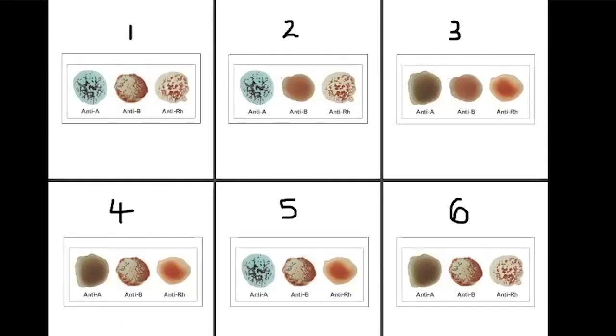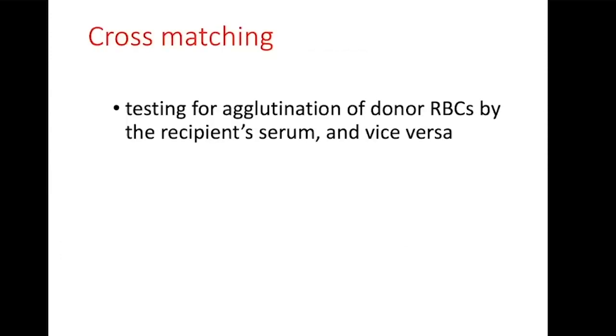In this slide, I have 6 samples of blood with the blood typing results. Stop the video and try to determine the blood type for each one of these samples. Sample 1 is AB positive. Sample 2 is A positive. 3 is O negative. 4 is B negative. 5 is AB negative. And 6 is B positive.